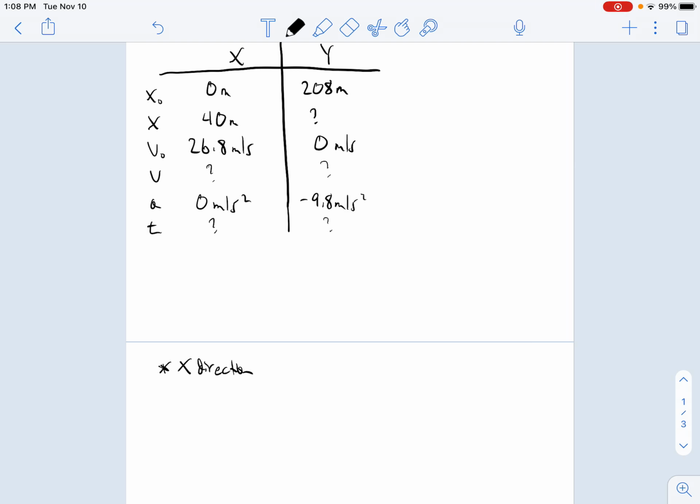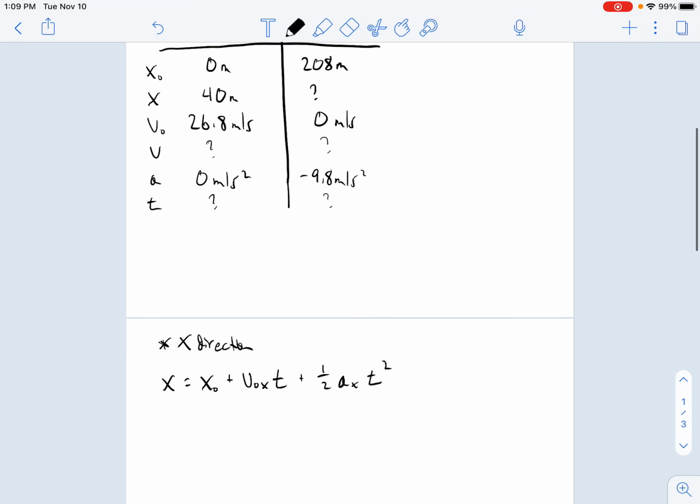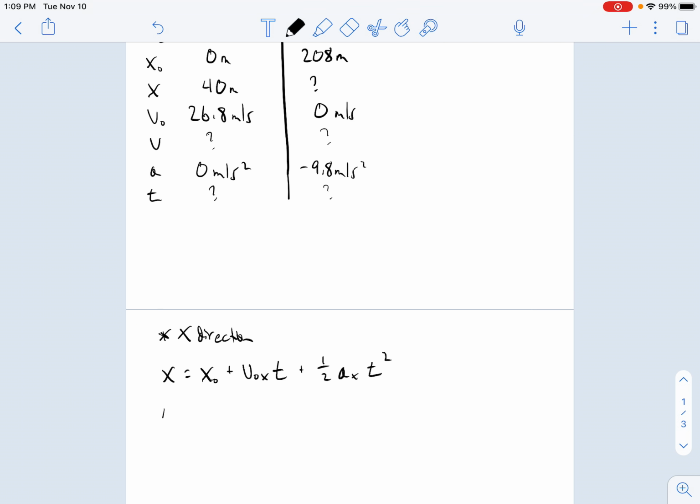The equation that's going to let me do that is our third kinematic equation: x final is equal to x initial plus initial velocity in the x direction times t plus 1/2 times acceleration in the x times t squared. So plugging in the values I know, we have a final position of 40 meters. We start at an initial position of 0 meters. Our velocity in the x direction is 26.8 originally. We're trying to solve for time here. Then we have 1/2 times our acceleration, which is 0, times t squared.